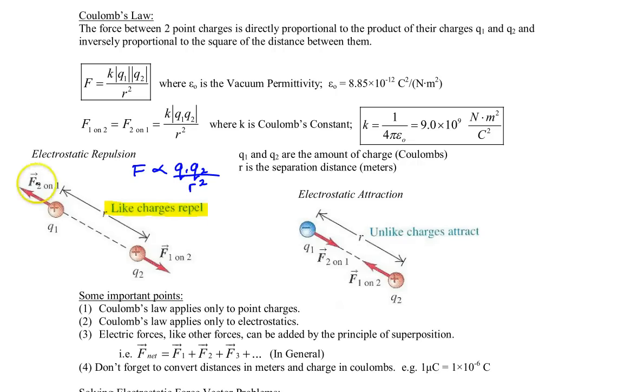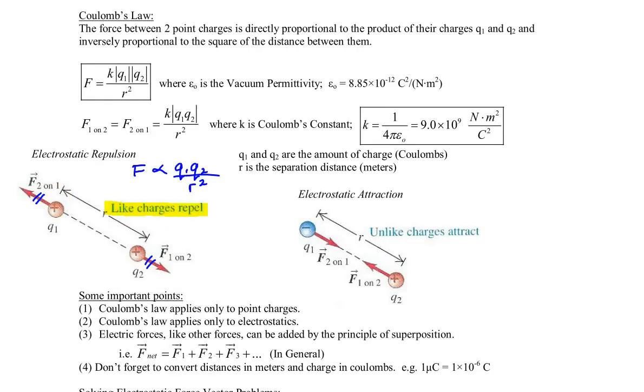These forces, F2 onto 1 and F1 onto 2, are equal in magnitude and opposite in direction, even if Q1 and Q2 are not equal in size, and thus they obey Newton's third law. For every action force, there is an equal and opposite reaction force.